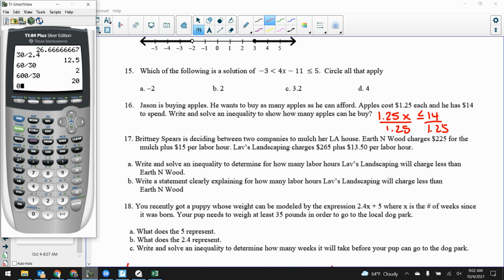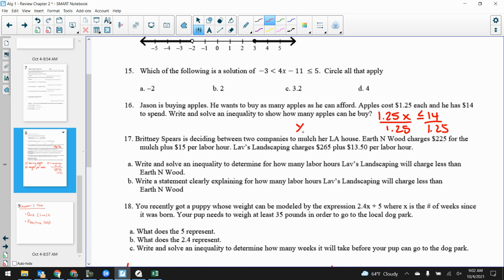And now we have to interpret our answer. 14 divided by 1.25 is 11.2. X is less than or equal to 11.2. So we have to say 11 apples or less.